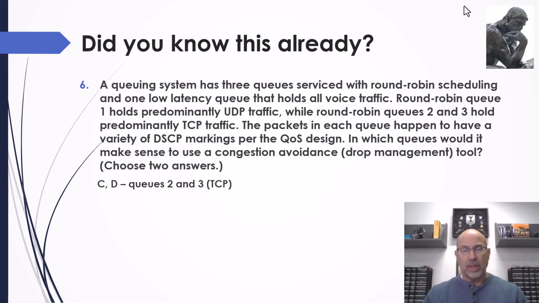Okay, so this is where our knowledge of TCP comes in. If you drop a packet from UDP, that UDP sender doesn't slow down at all. It doesn't care. But if you drop a packet from a TCP sender, then it's got to respond to that. And so both queues 2 and 3 have TCP traffic in them, so those were our answers, C and D.